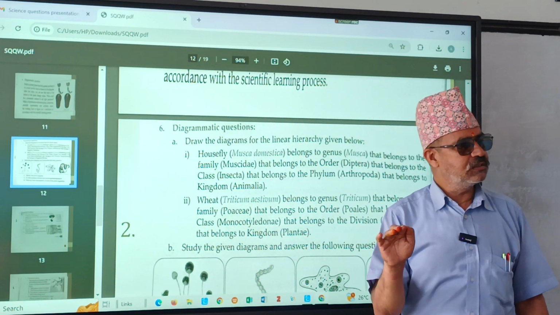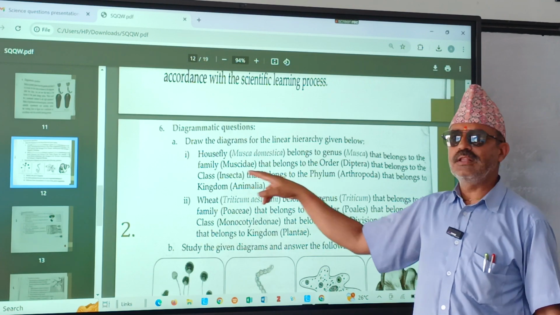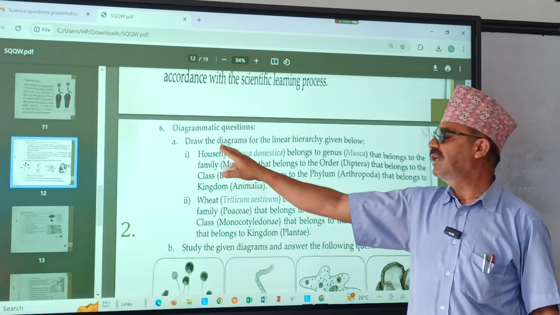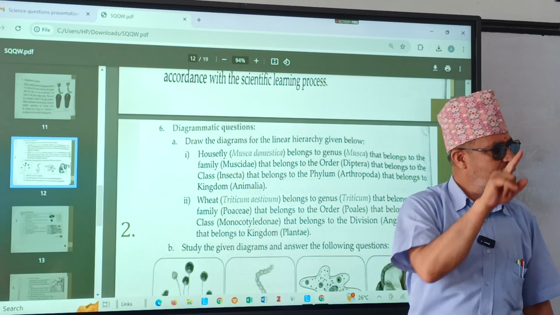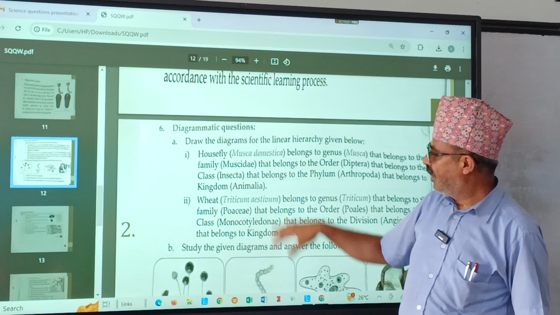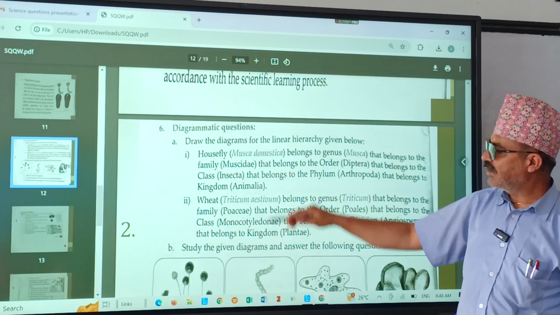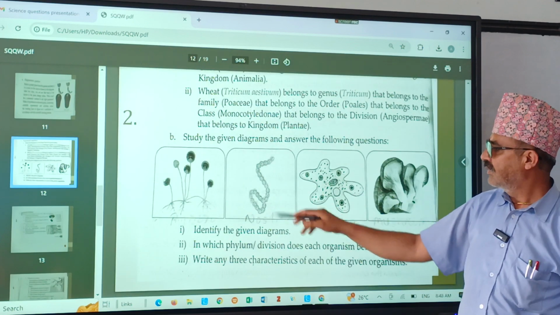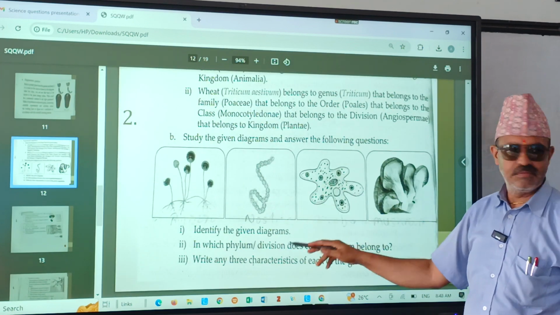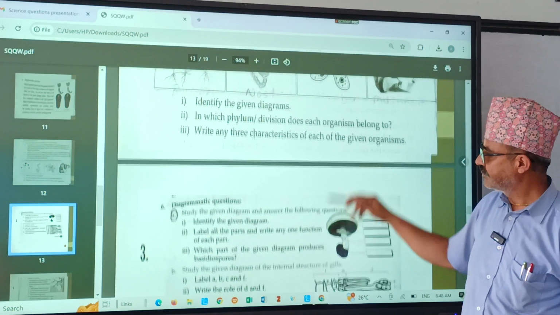Did you get the point? What I said? This whole thing will not be given to you. Only that organism name will be given. You have to write kingdom to species. Is that clear? Or here are 2-3 questions mixed. So only one question can be asked. Here is a diagram. Then you have to identify division, phylum. You have to write.